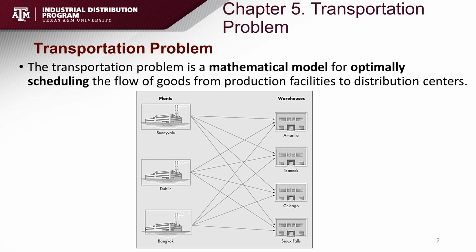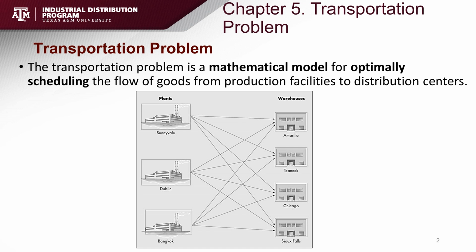Now, what is the transportation problem? At its core, it's a mathematical model for optimally scheduling the flow of goods from production facilities to distribution centers. This is a simplified figure with plants and warehouse locations only. The real supply chains will have many more stages, such as plants, suppliers, and suppliers' suppliers, and warehouses, customers like retailers or other businesses. Picture the diagram on the left.